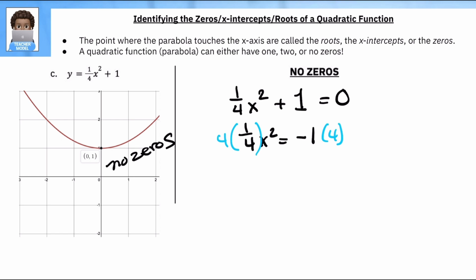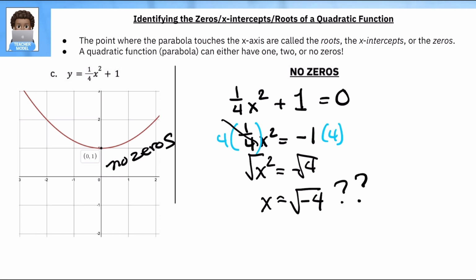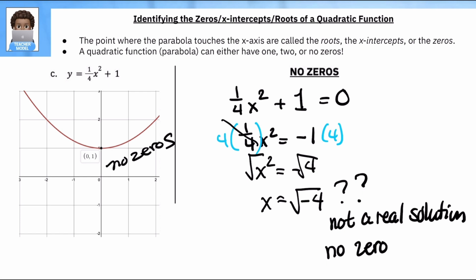And I'm doing that so that this will cancel out on this end, and I'm just left with x squared is equal to negative 4. Now I have to find the square root. So x is equal to, and this is where it gets funky, right? The square root of negative 4? That's not real, because square roots can't be negative. Because if I multiply two roots that are negative, I'm gonna get a positive number. So this makes no sense. Not a real solution. So this means there are no zeros.